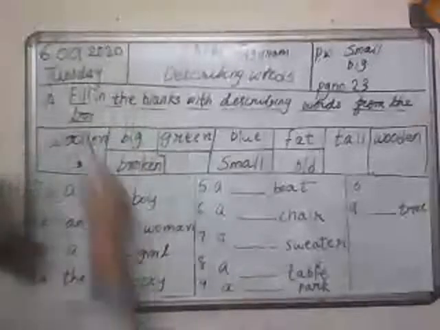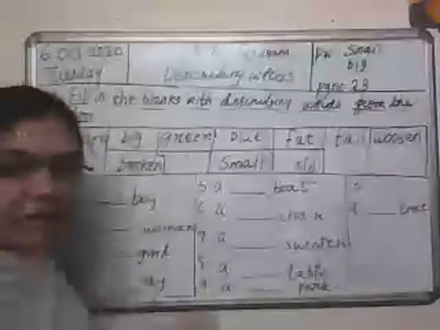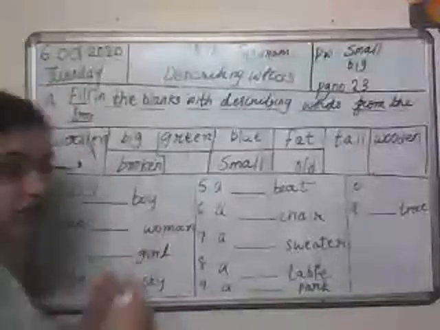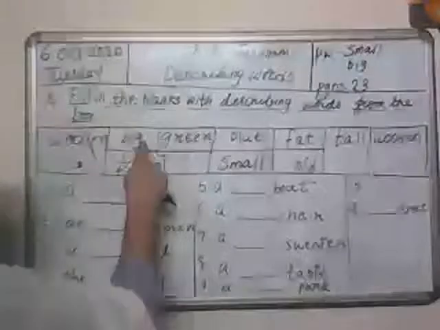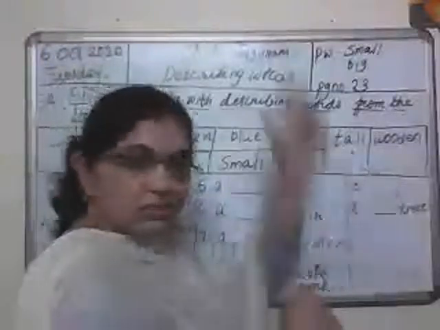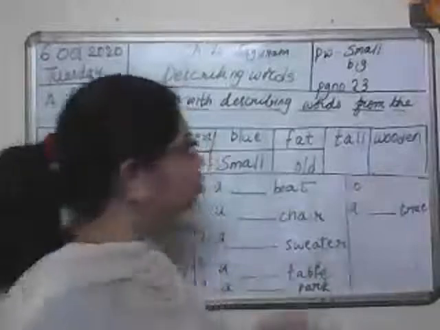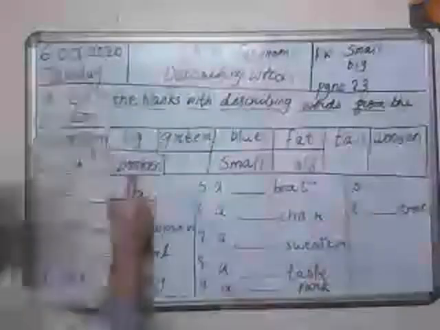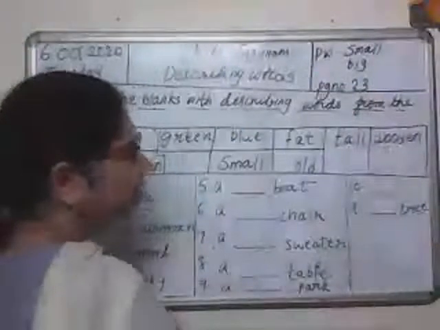So what are we going to do? We are going to read out each and every word now and understand the meaning. Woollen. You know what is woollen? We say woollen sweater, woollen clothes. Woollen clothes we wear in winter. Big, bada. Green, color. Blue, color. Fat, mota, size. Tall, lamba, again size. Wooden. You know wooden? We have wooden furniture, wooden chair, wooden table, wooden sofa. Whatever is made with wood is wooden, like the wooden house in our EVS.